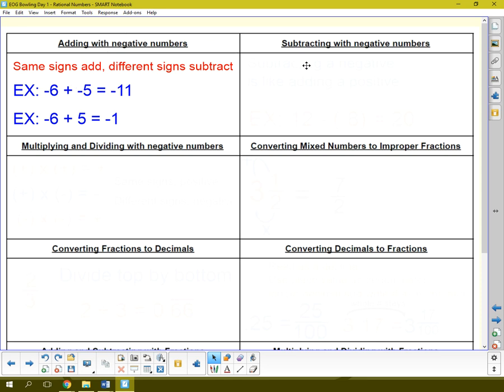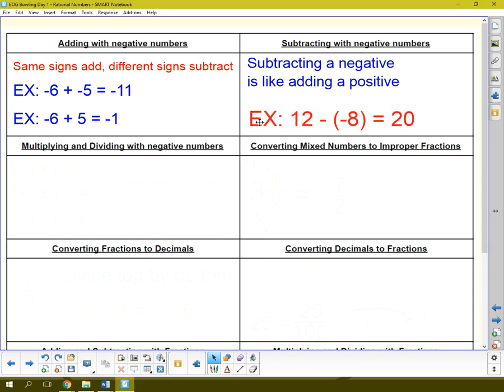We subtracted with negative numbers by saying subtracting a negative is like adding a positive. I only have one example here for you. We said that 12 minus -8 is just like 12 plus +8. 12 plus 8 is 20. What you'll find over most of these notes videos is that they're going to be pretty short probably, and you can always email me a question or ask Edpuzzle a question as you go through it. Ask me tomorrow in class as well.